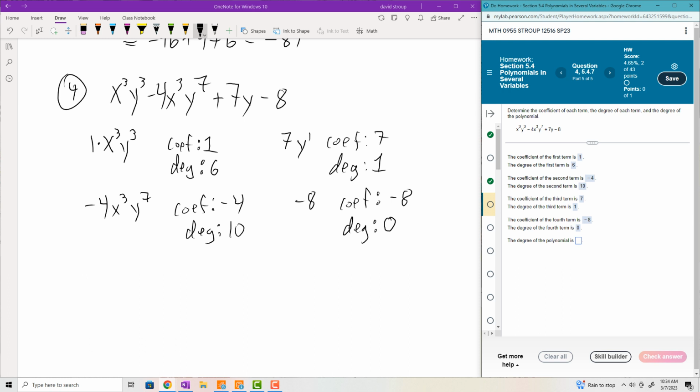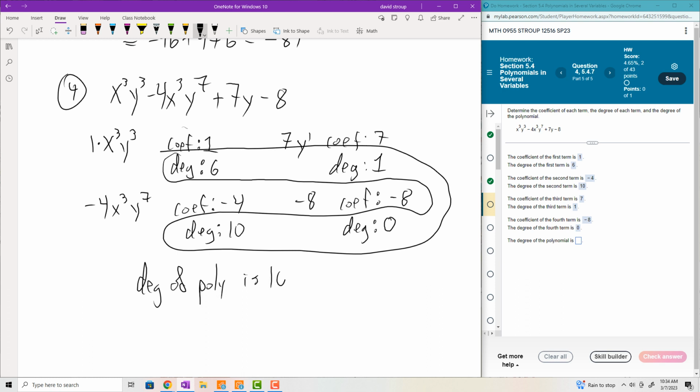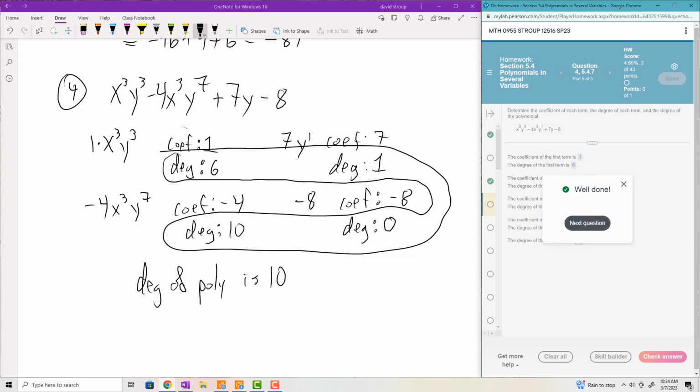And now the overall degree of the polynomial. So what you're doing is kind of looking at all of the different degrees, and you'll choose the one that's the biggest. Okay? So you have 6, 1, 10, and 0. So the degree of the overall polynomial is 10. So just take the biggest number. 10. Okay.